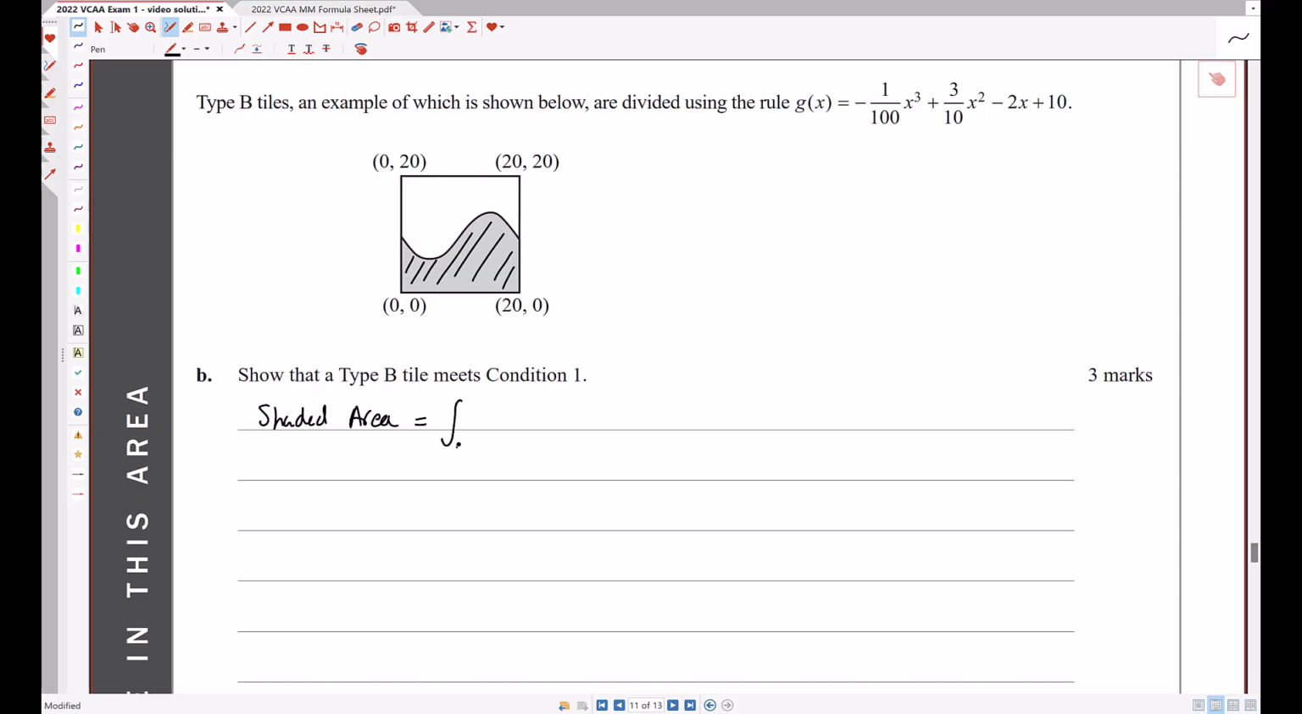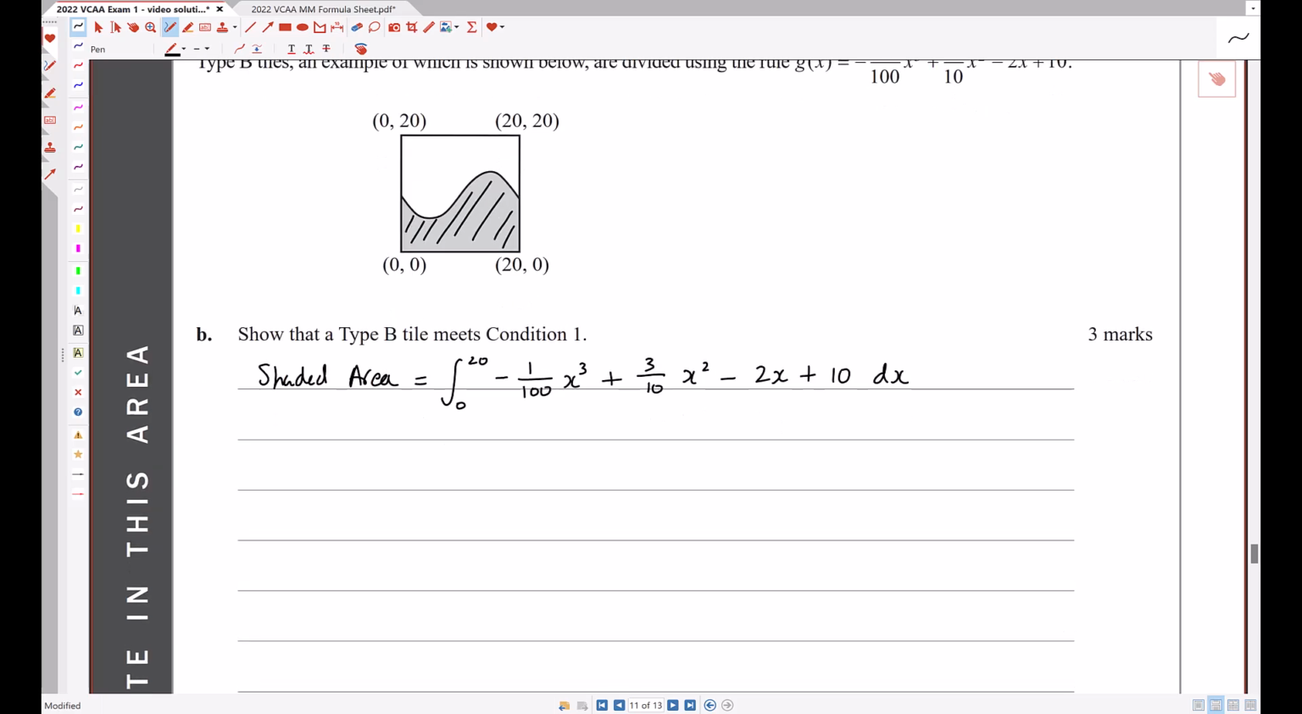So it's going to be integral from 0 to 20 of our function, which is negative 1 on 100 x cubed plus 3 on 10 x squared minus 2x plus 10 dx. Alright, we need to evaluate that. It's a show that, so we need to do it. We don't have our CAS, so we need to do it.